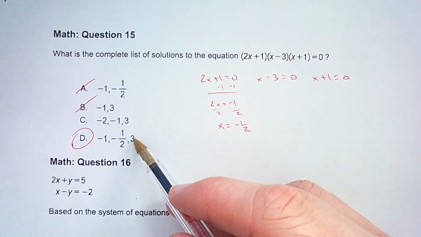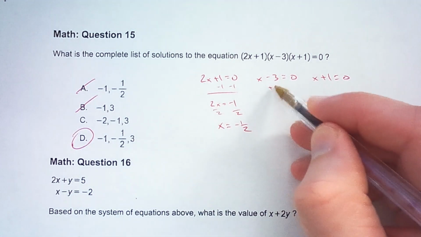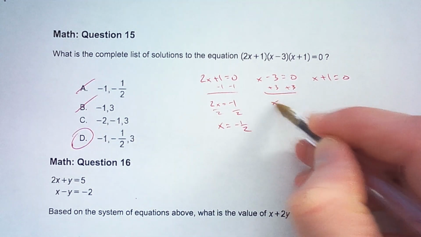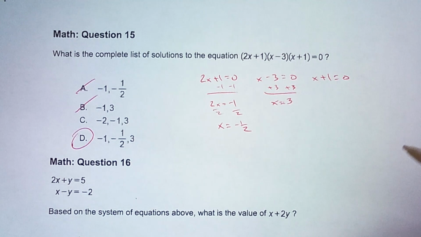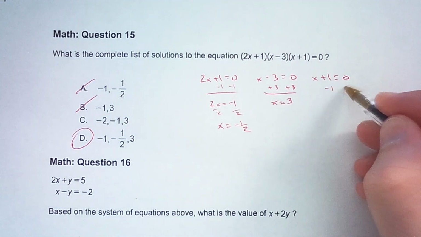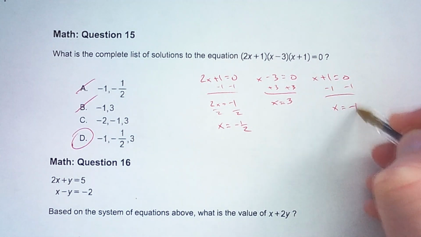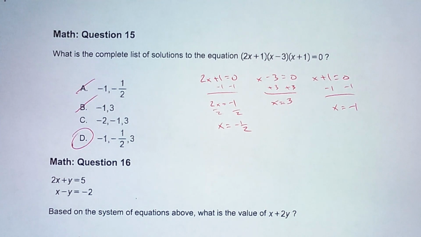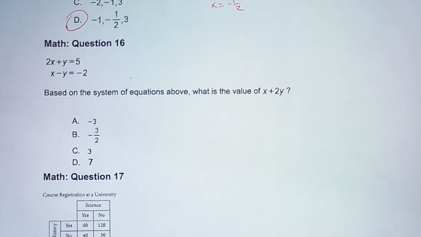Okay, now to check the rest of those solutions, which I don't necessarily need to do, I would add 3 here and get x equals 3. Okay, and that matches. And then minus 1 and x equals negative 1, and that also matches. So option D is definitely correct.